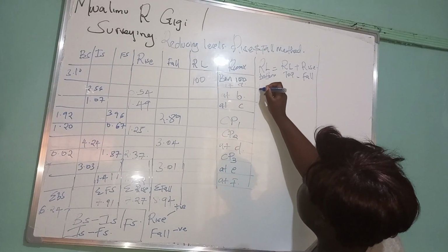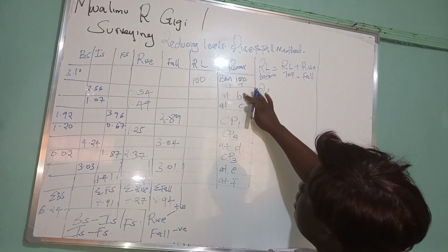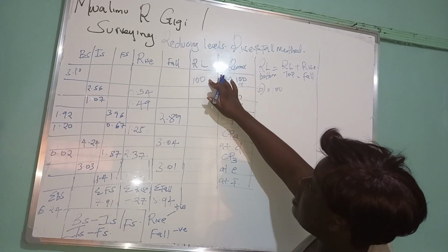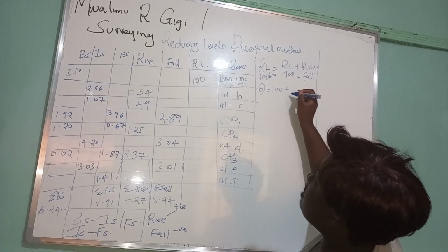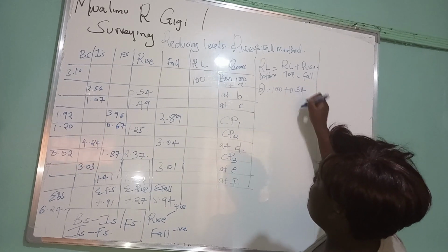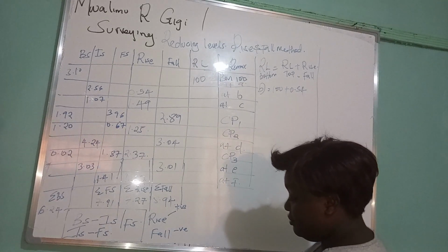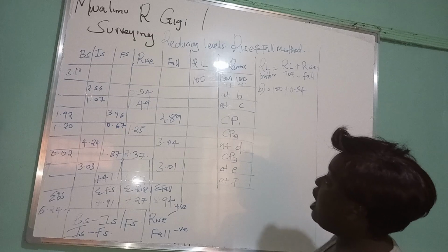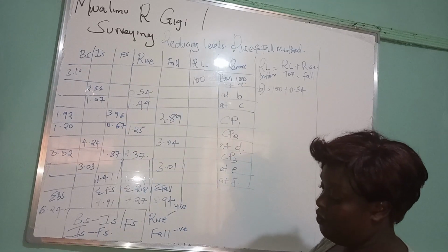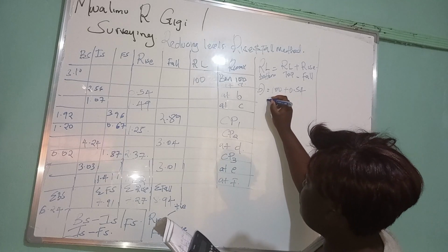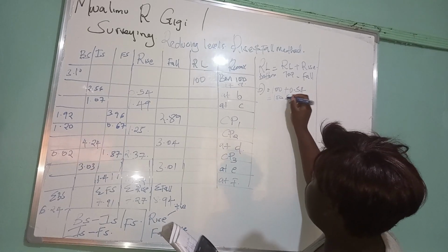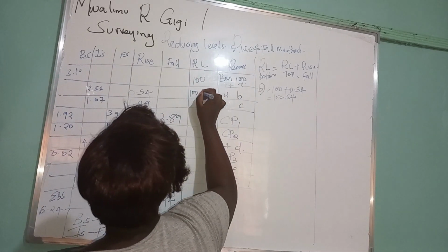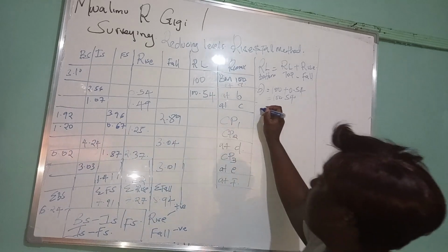At point B, we have the reduced level at the top as 100. Then we have a rise of 0.54. So it is 100 plus 0.54. So the reduced level at point B is 100.54.